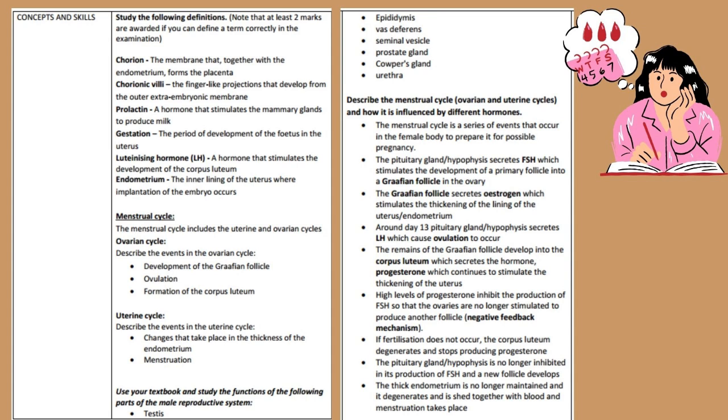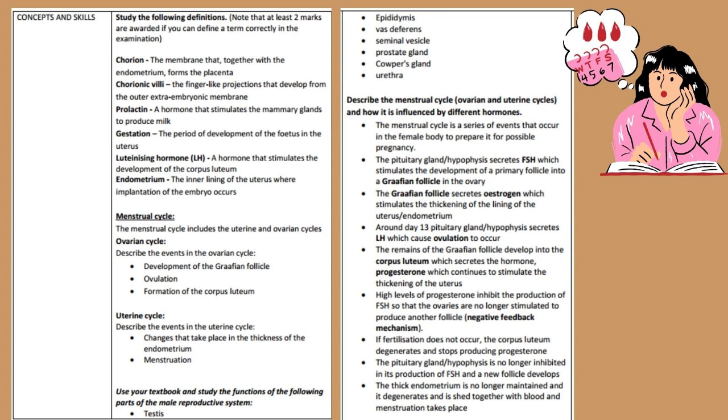The remains of the Graafian follicle develop into the corpus luteum which secretes the hormone progesterone which continues to stimulate the thickening of the uterus. High levels of progesterone inhibit the production of FSH so that the ovaries are no longer stimulated to produce another follicle. Negative feedback mechanism. If fertilization does not occur, the corpus luteum degenerates and stops producing progesterone.